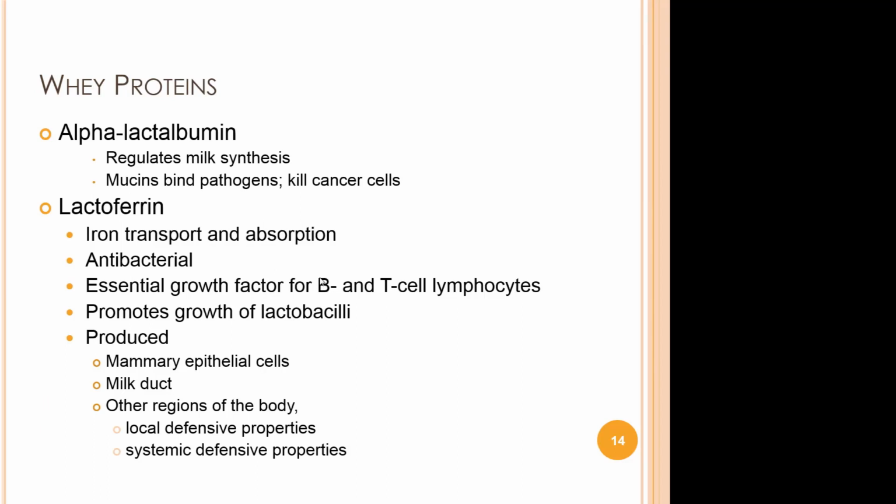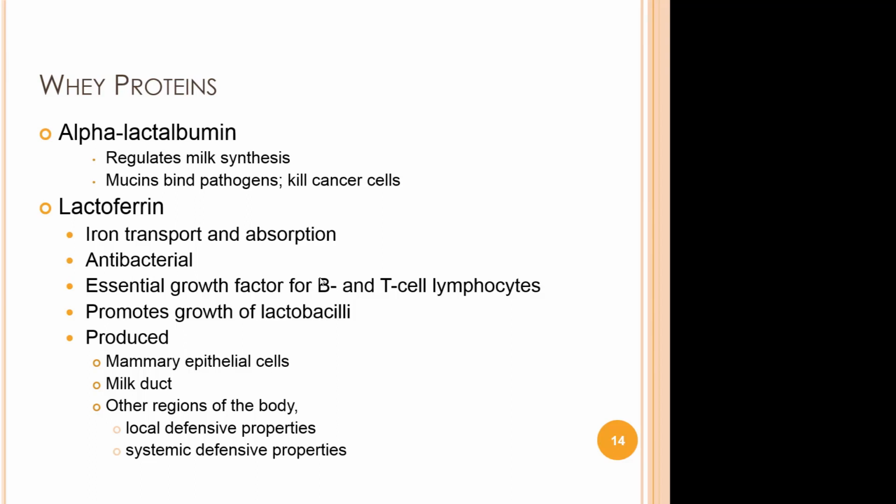Let's look specifically at some of the whey proteins. Alpha-lactalbumin, which is the major whey protein, regulates milk synthesis. Its mucins bind pathogens and can kill cancer cells. It also provides calories and is a source of amino acids necessary for protein synthesis. Bovine milk is higher in beta-lactoglobulin, which is not found in human milk.